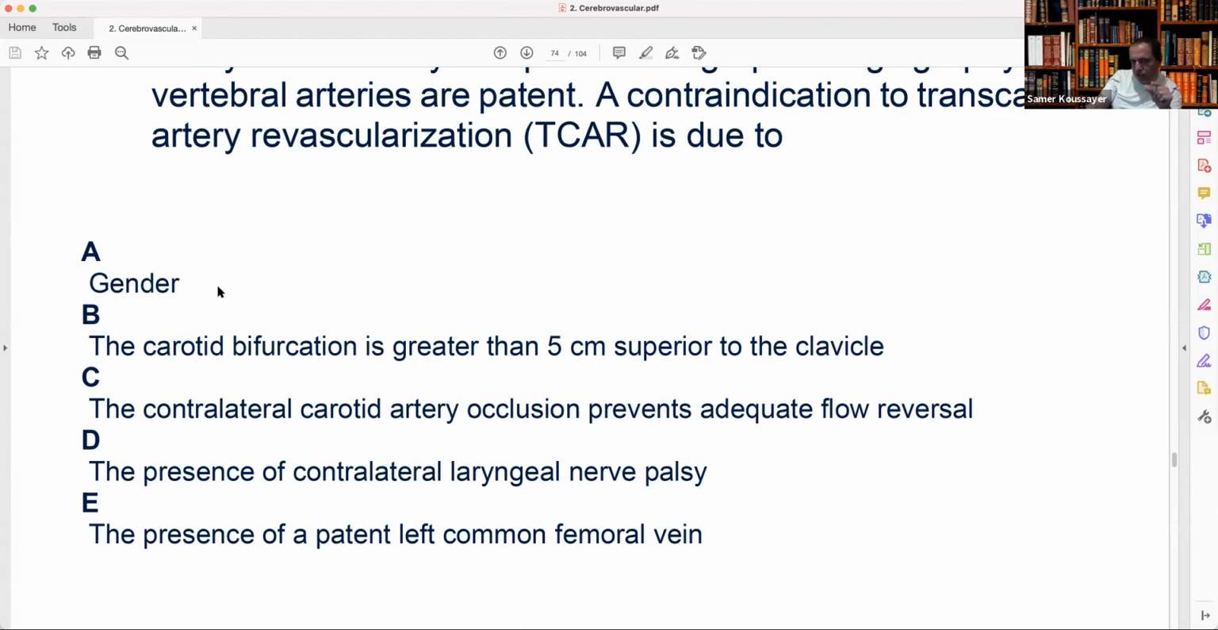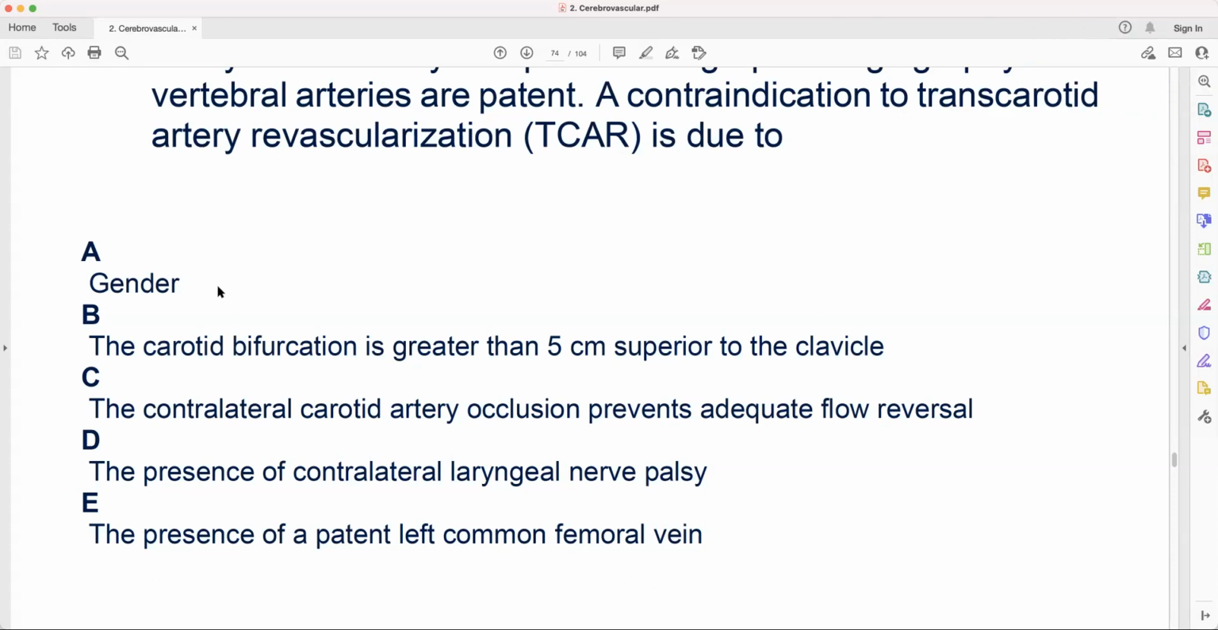If the bifurcation is close to the clavicle, there's no place to go and do the dissection. Then it becomes too short, and it's better to just do carotid endarterectomy. So you need at least 5 centimeters from the clavicle to the carotid bifurcation, so you have space to put your sheath and everything. So this is wrong. If it's less, then yes, but this is greater. Yeah, greater than 5.